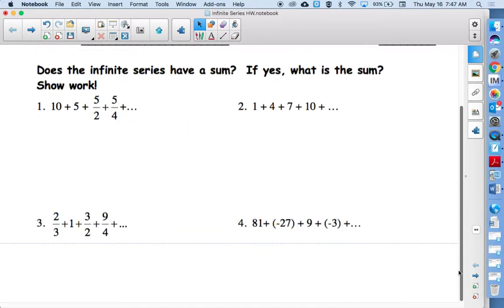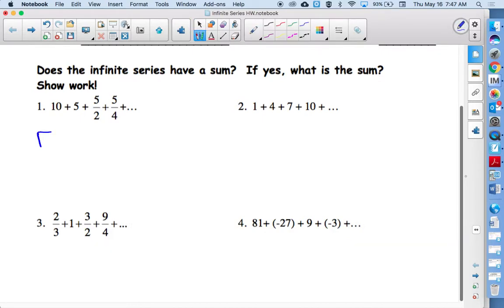5 halves, 5 fourths. Maggie, what's going on with this series? Yeah, she said you're multiplying by 1/2, so the R value is 1/2. What does that mean about the sum then? Does it have a sum? Yes, so this series does have a sum because this number is less than 1. So as long as the absolute value of that number is less than 1, then it has a sum.